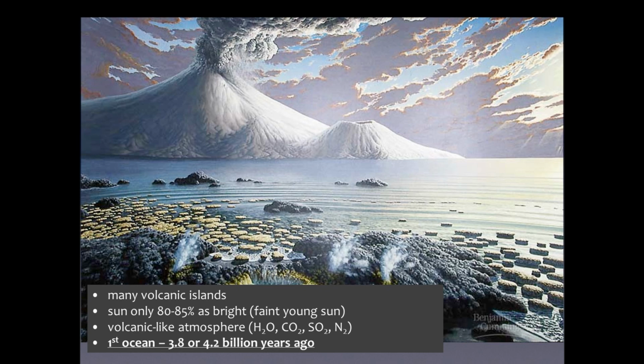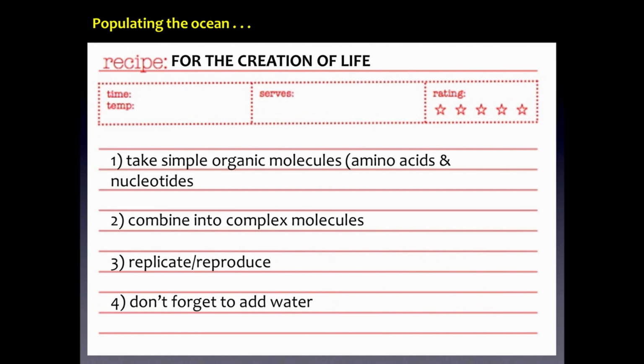So now we're going to leave behind the atmosphere and the ocean. We've created both of these, and we're going to talk about populating the oceans. How did life begin? How did we get life into the oceans? How did we populate the oceans? Well, we basically have a recipe here for the creation of life. And we see four main things that we need.